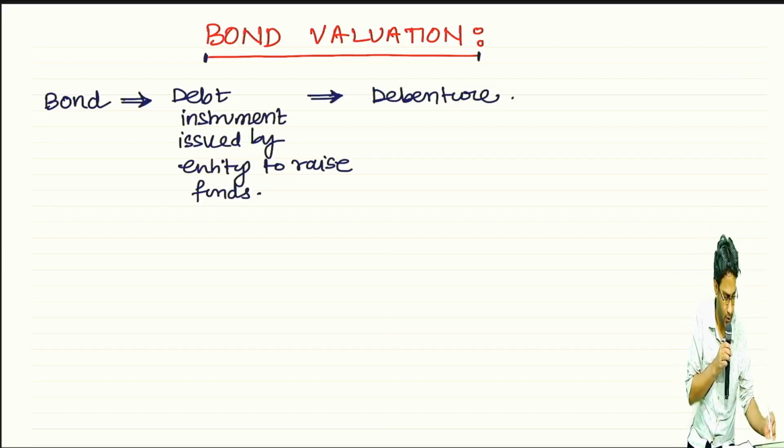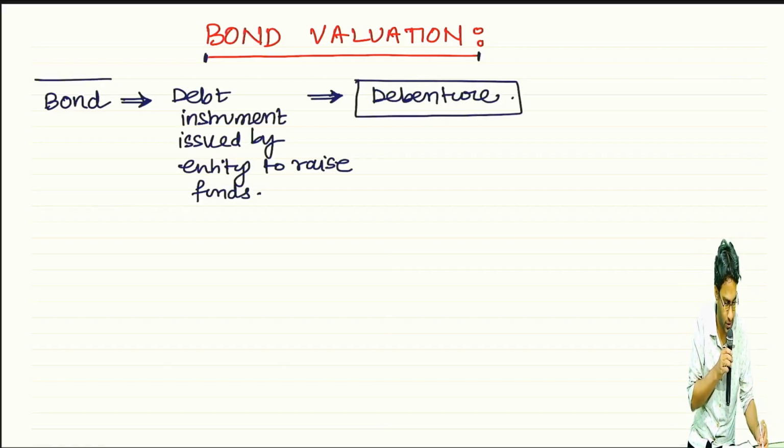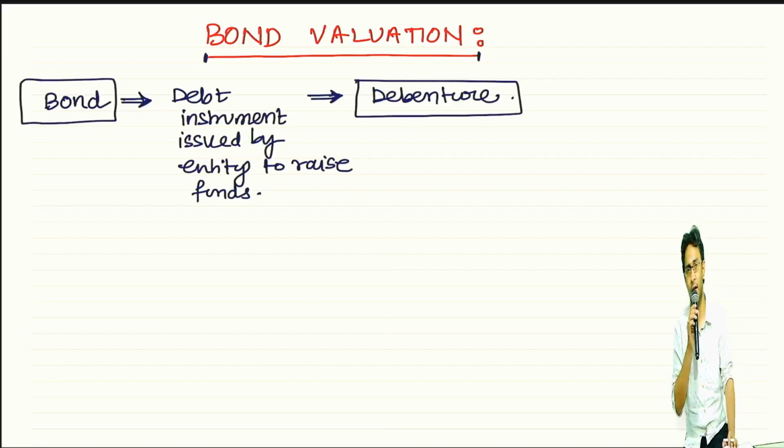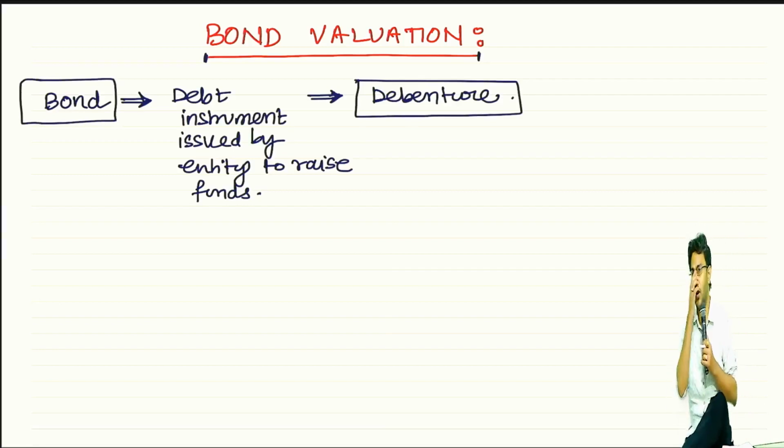Now, when a bond is a debenture itself, then why call it a bond? You better call it a debenture only, no? Of course, we can call it a debenture only. There is literally no difference. Now who will issue bonds?